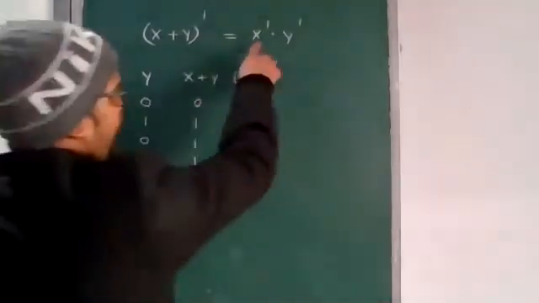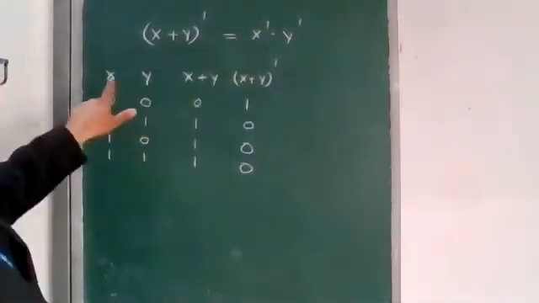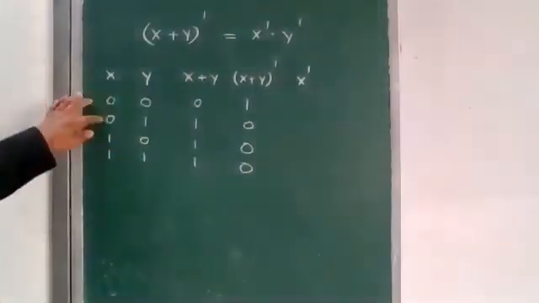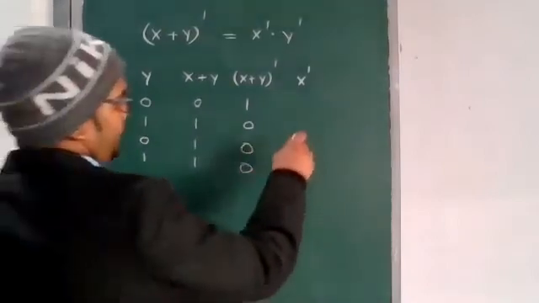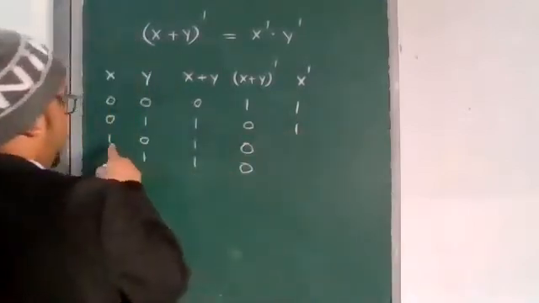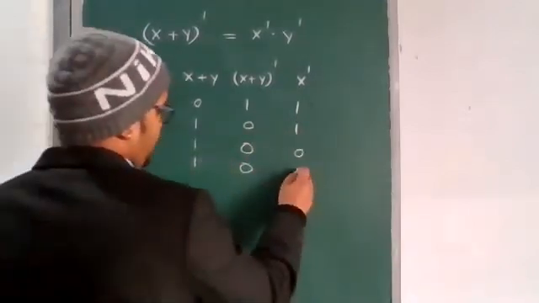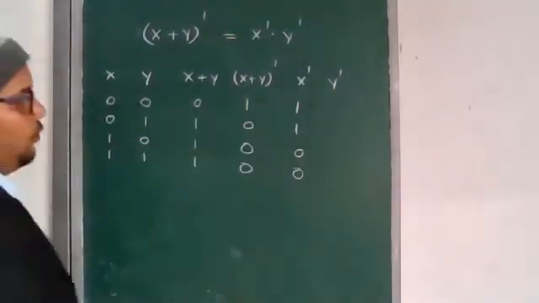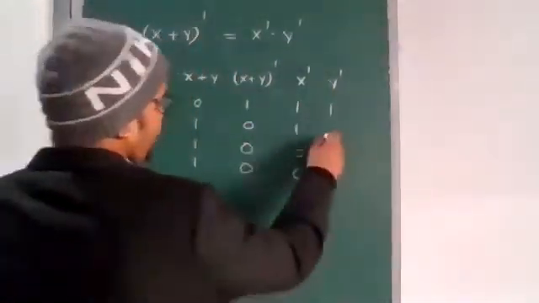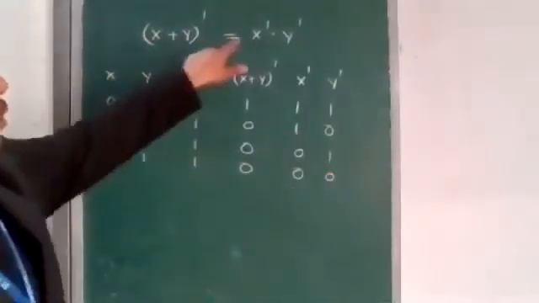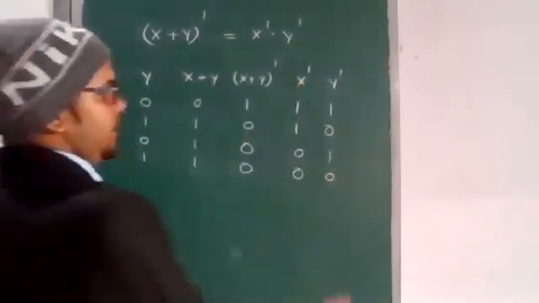Then on the right hand side, the value of X is complemented. So the complement of X, where the value of X is 0, 0, 1, 1: complement means reverse, so 0 converts to 1, 0 converts to 1, 1 converts to 0, and the last 1 also converts to 0. Then Y complement: 0 converts to 1, then 1 to 0, then 0 to 1, and then 1 to 0.